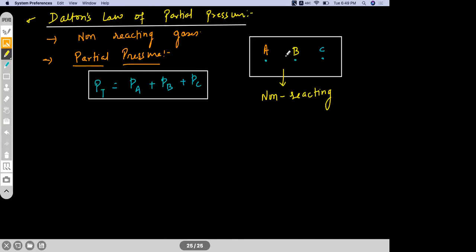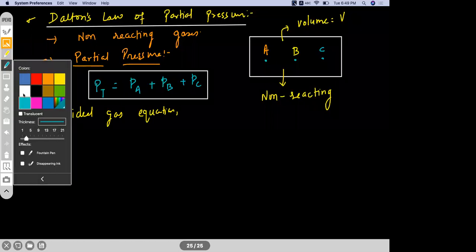Now you see what happens, since the volume of the container, suppose I'm assuming the volume as V. So volume of gas A is V, gas B is V, gas C is V, because we consider the volume of the gas as the volume of the container in which it is present. So for all gases, the volume is V. So if we apply the ideal gas equation for each component one by one, means for gas A, B, and C.